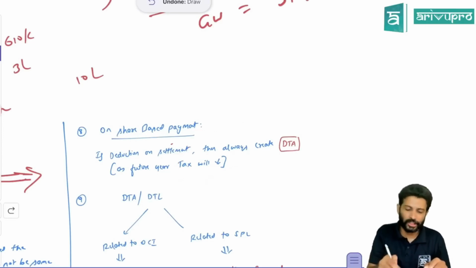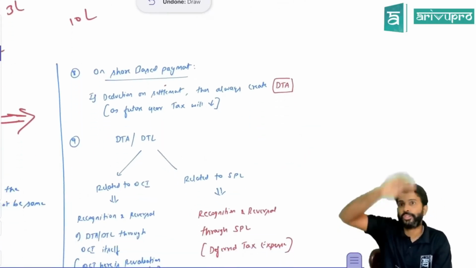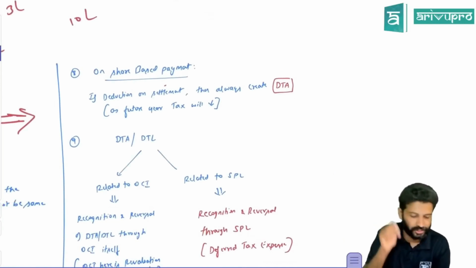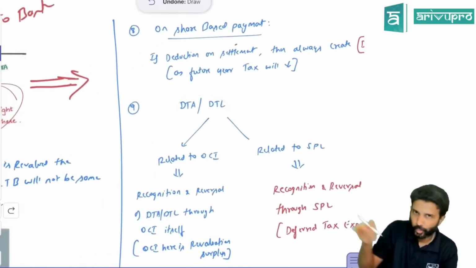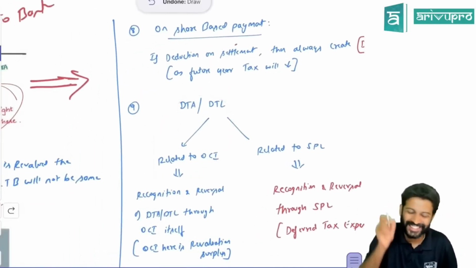So you might be a little confused. That's the reason I've given this note. On share-based payment transaction, always create deferred tax asset, because in future the tax amount will reduce. That's the reason. Okay. One more thing before this: a question is related to this concept only. That's the reason I remembered.